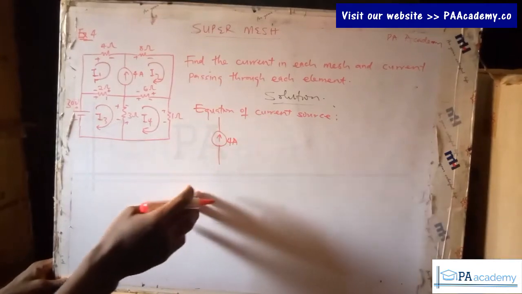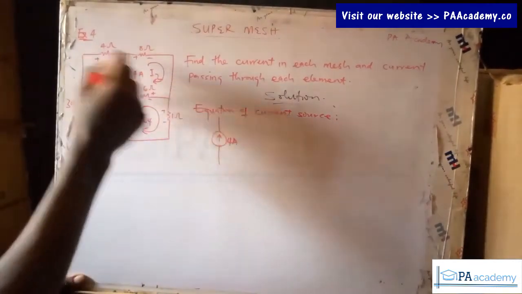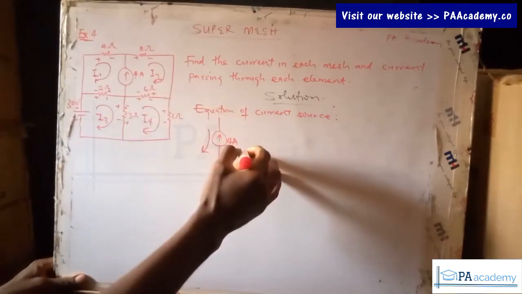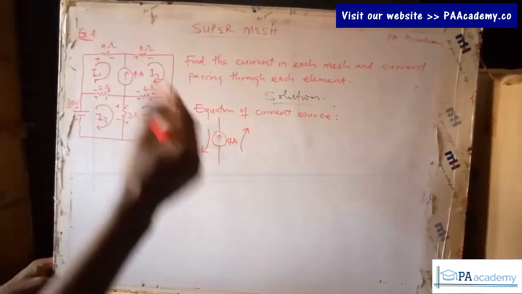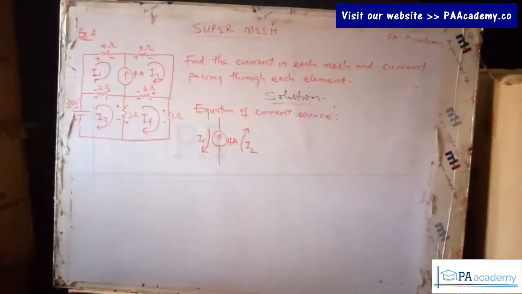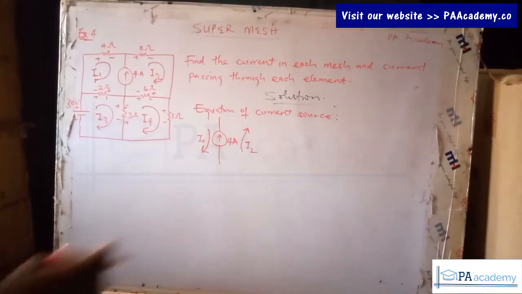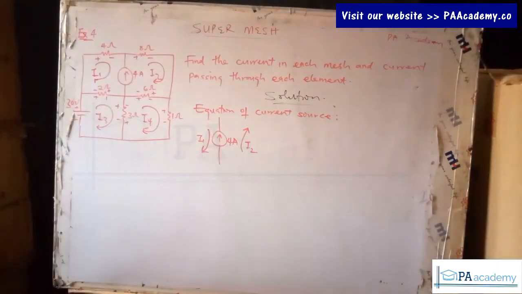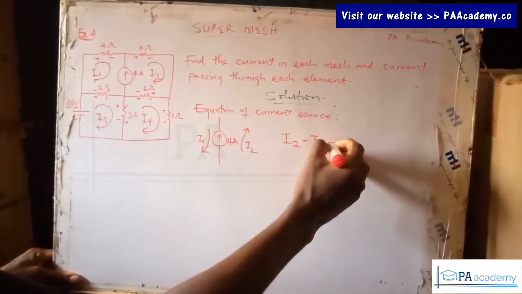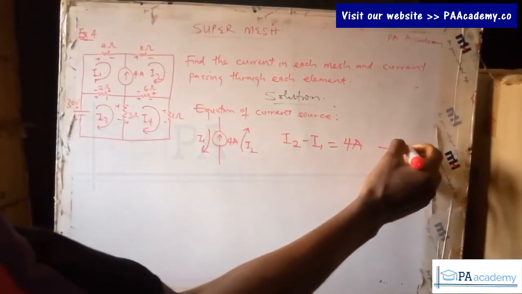There are two currents flowing through it, I1 and I2. I1 is flowing in this direction, which is downward, and I2 is upward. Let me indicate it. This is I1 and this is I2. If you look at this closely, you see that I2 is flowing in the same direction as the current source. So with that, we have I2 minus I1 equals 4 amperes. And this is our equation 1.